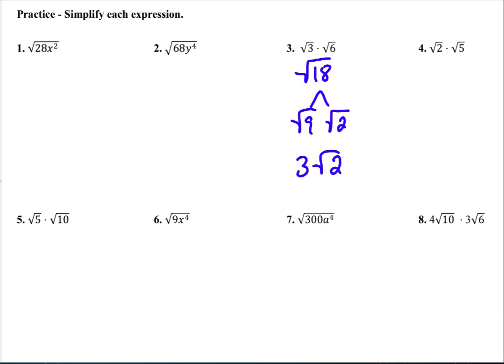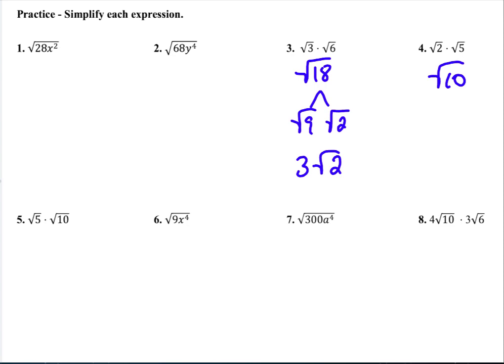Or number 4, square root of 2 and square root of 5. Neither one of those are perfect squares, but I can multiply them and get square root of 10. Square root of 10 can't be simplified either, so it just stays square root of 10. But I've simplified it down to only one radical instead of more than one.